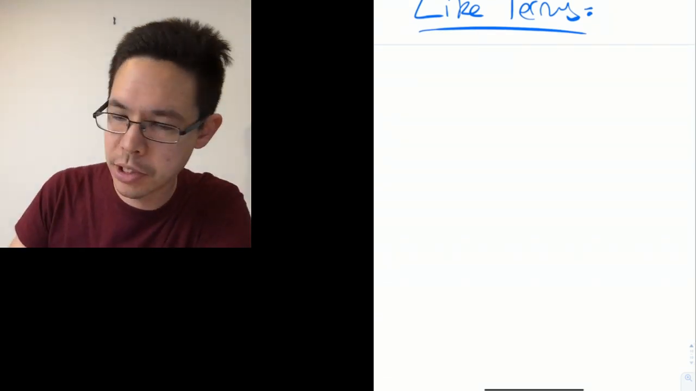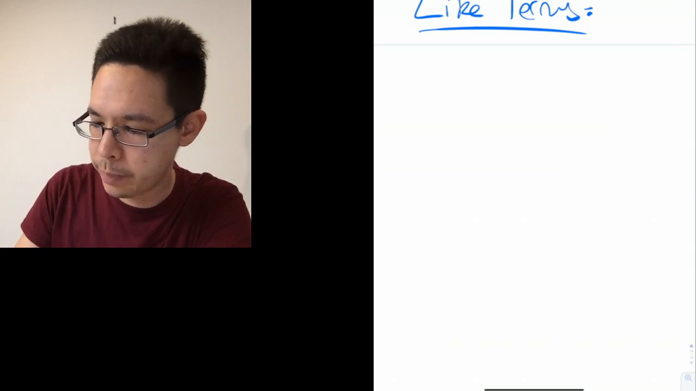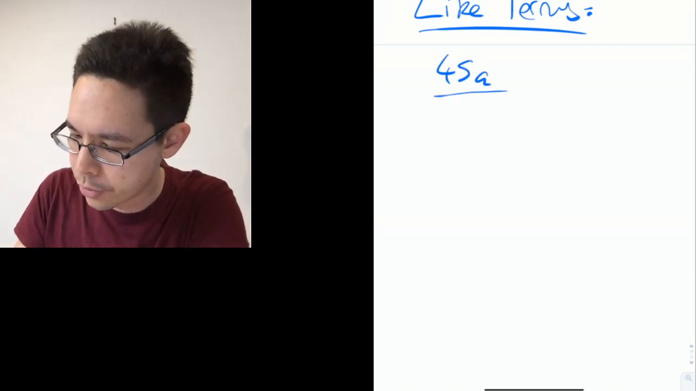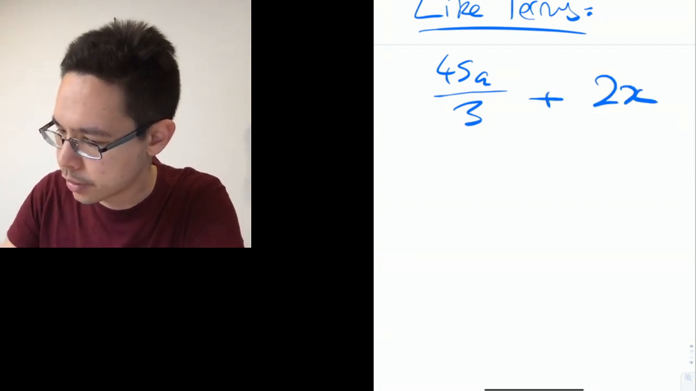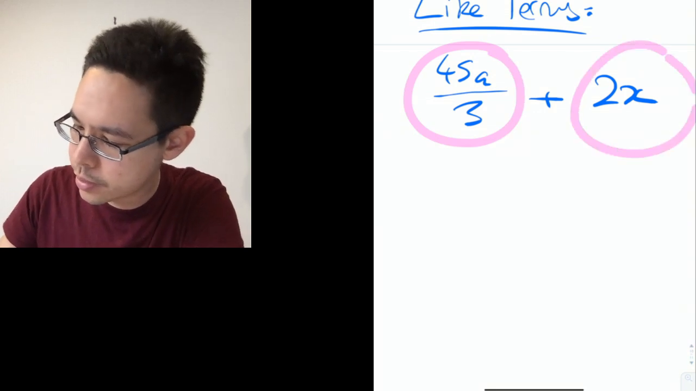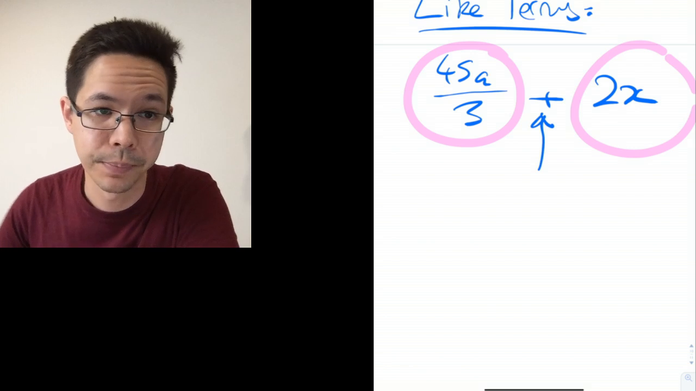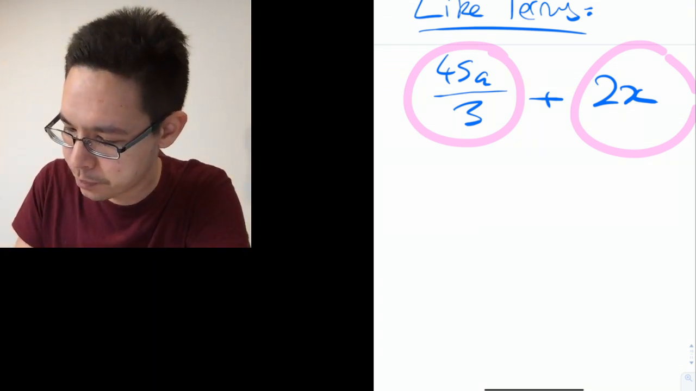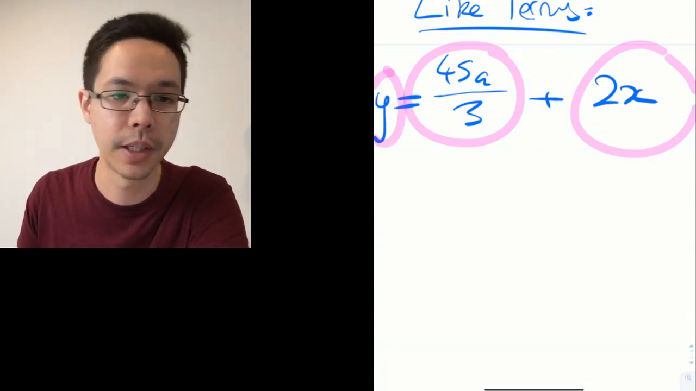But like terms is you're trying to gather terms. A term is going to be something like 45a over 3 plus 2x. Terms are separated by a plus or a minus sign, or an equal sign. So if I have y equals the entire thing, then this itself will be its own term as well.